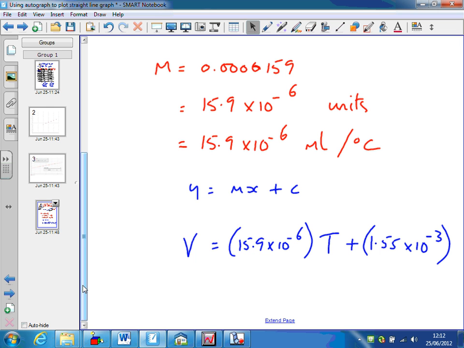So there we go, using Autograph to find the equation of the line. Compare this little video with finding the equation of the line using graph paper and see if we get the same results.